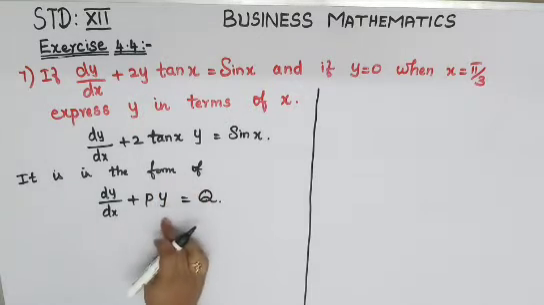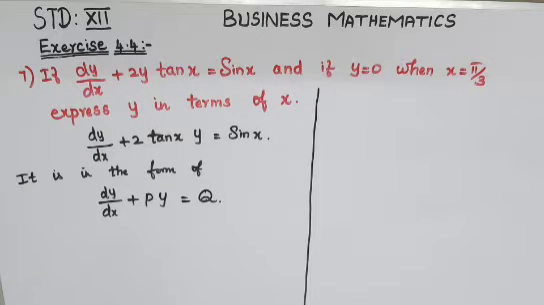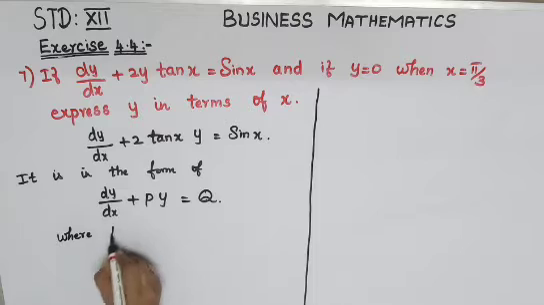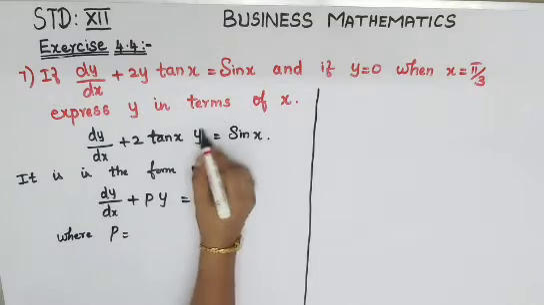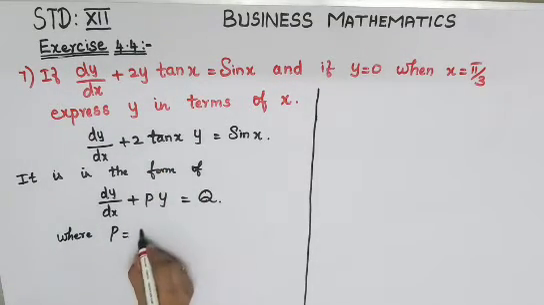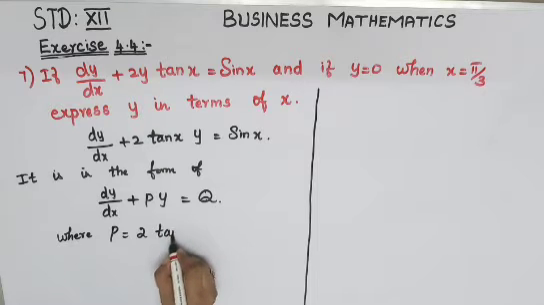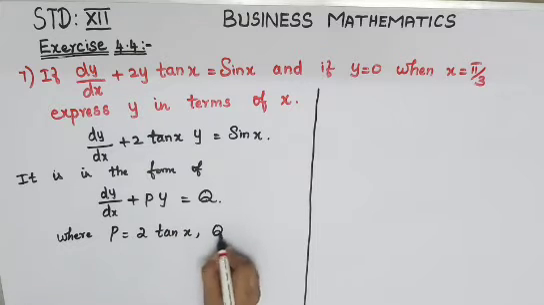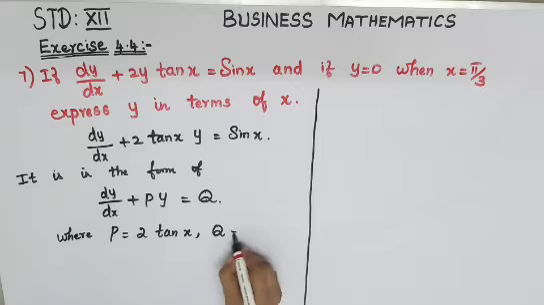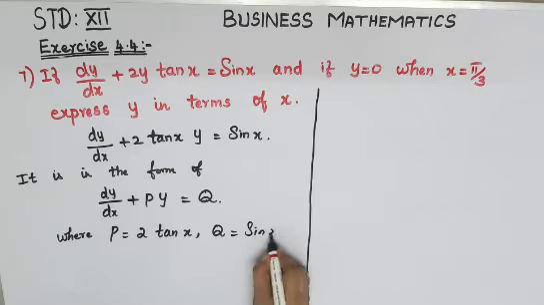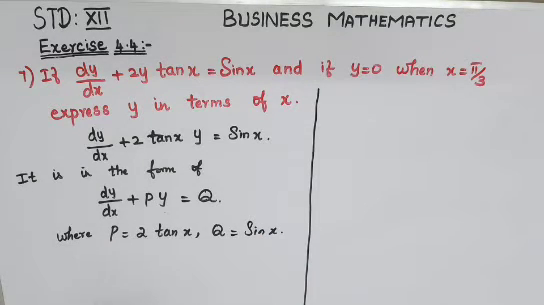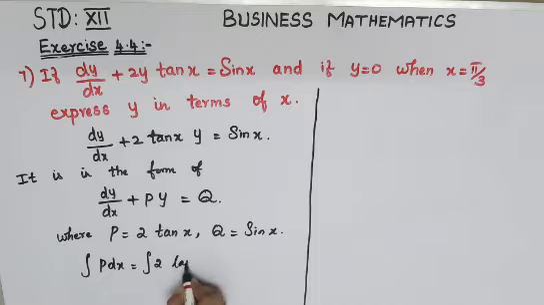Now compare these two equations and write your p and q. So we can write p is equal to, leave this y and write all the other terms, so we'll have 2 tan x, and q is equal to sin x. The next step is integral of p dx, that is equal to integral 2 tan x dx.